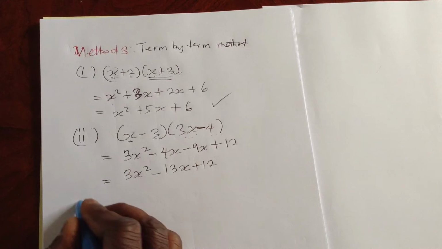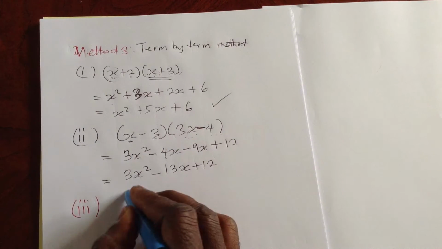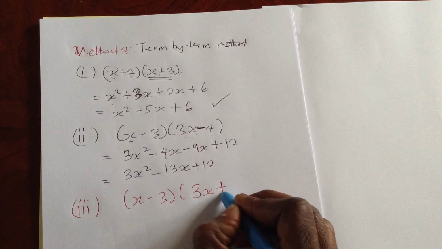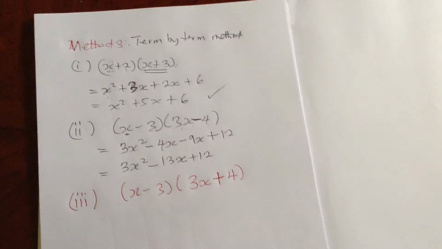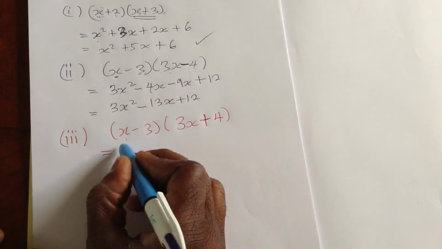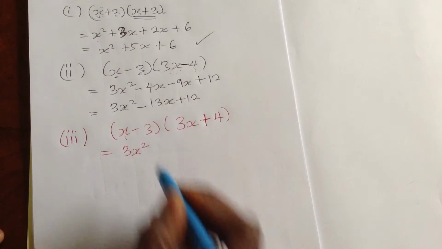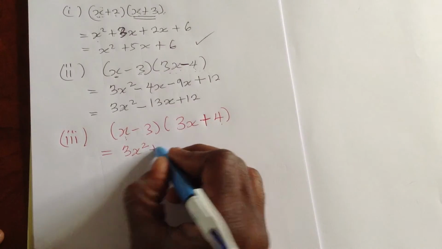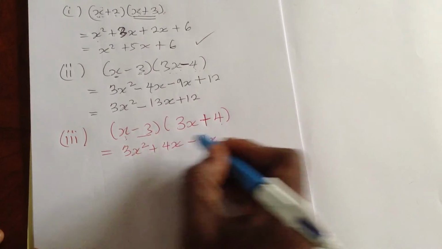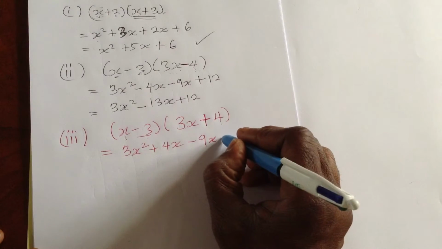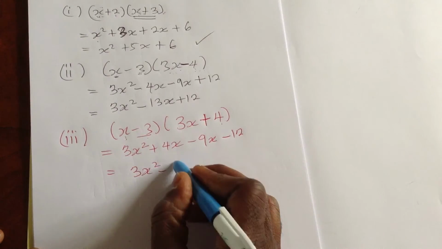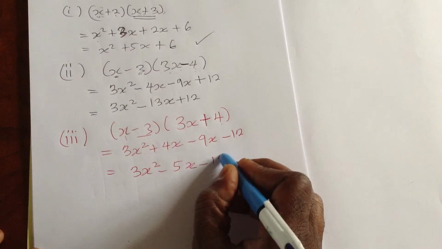Let me do a third example just so I get the right question. So I have x minus 3 into 3x, it was meant to be add, and I used minus here. That's okay. So if it were this, again I'll take that 10 by 10, this term by the two terms here, so I'm going to get x by 3x to give me 3x squared. This x by 4 to give me 4x. Then I'll take minus 3 by 3x to give me minus 9x, and minus 3 times positive 4 will give me minus 12. This then gives 3x squared minus 5x minus 12.